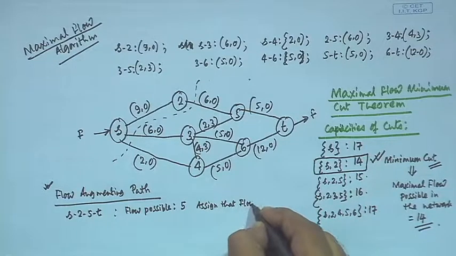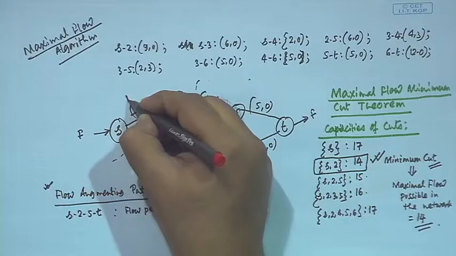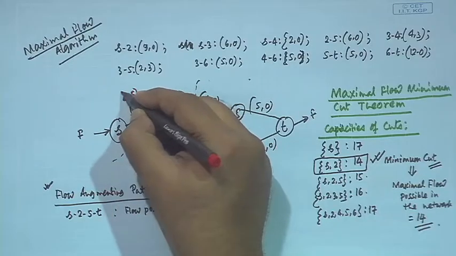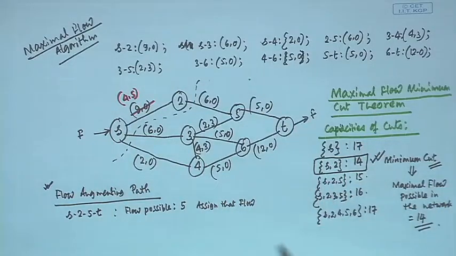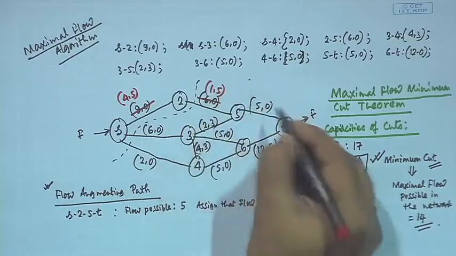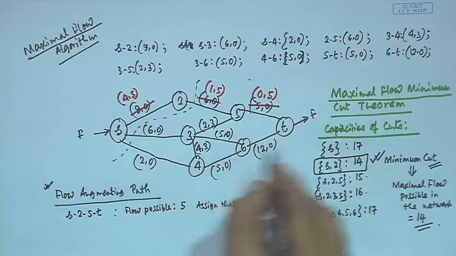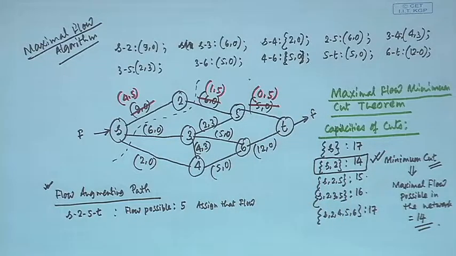right, assign that flow. If you assign that flow, basically what we need to do is revise the capacities. So, we have assigned a flow. This will now become 4 5 because we have assigned a flow of 5, and these will become 1 5 and these will become 0 5. So, you see no more flow is possible here. So, flow of 5 is assigned.